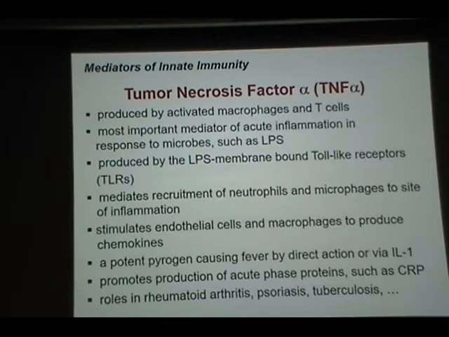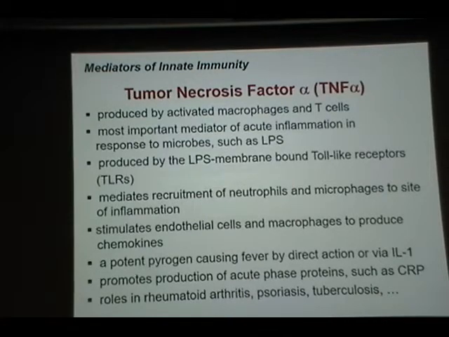It can stimulate endothelial cells and macrophages to produce chemokines. That means those cells can attract or induce migration of circulating immune cells to where you have the injury or insult by bacterial proteins. Also, this is a very potent pyrogen, causing fever by direct activation or through IL-1. Whenever we have a fever, we can see a higher level of TNF-alpha in the body. It can also stimulate production of acute phase proteins, such as CRP.